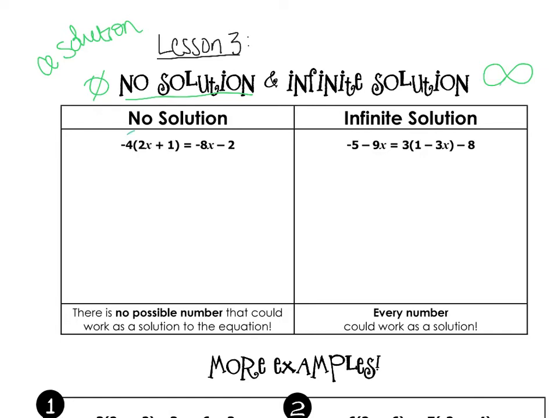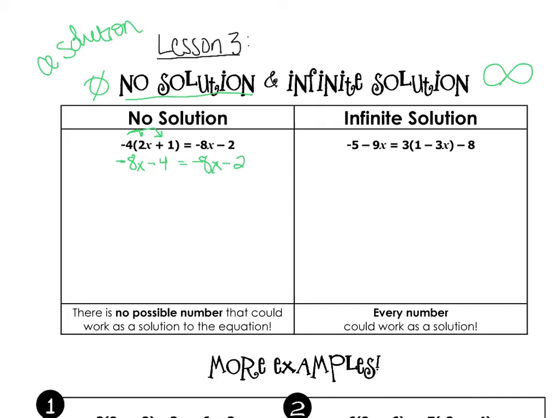So we'll go ahead and distribute that -4 to both sides. -4 times 2x is -8x minus 4 equals -8x minus 2. When I'm solving equations, I want to make sure that my variables are all on one side. My variable terms are all on one side of the equal sign.